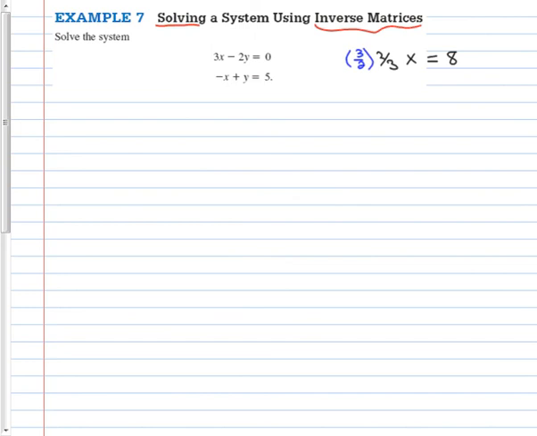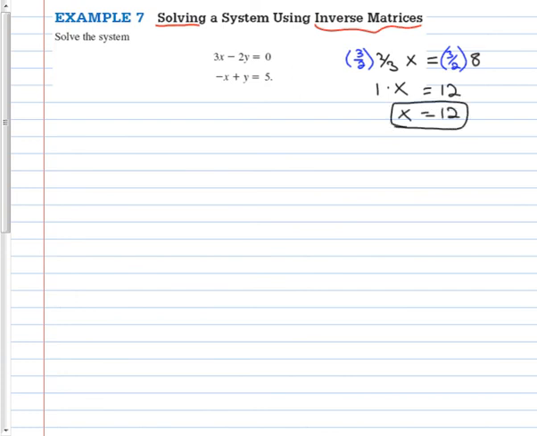Now, I'm going to rewrite that to move that 8 over just a little. In numbers, it doesn't matter whether I multiply by 3 over 2 in front of the 8 or after the 8. But we learned in matrices the commutative property does not hold true. So if I multiply on the left, we have to stay on the left. So we know that would be 1x equals 12, or x equals 12.